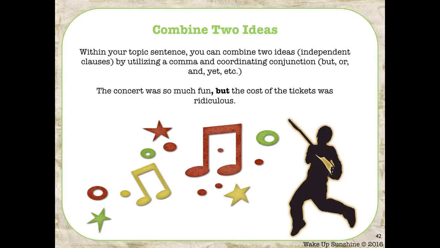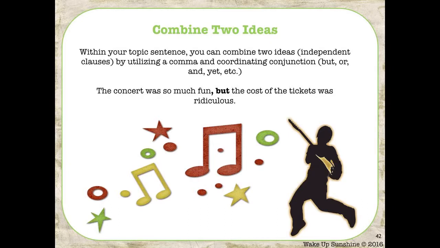Within your topic sentence, you can combine two ideas, which are independent clauses, by utilizing a comma and a coordinating conjunction, such as but, or, and, yet, and there's many other conjunctions as well, but those are some of the ones that are used more often than not. Remember that independent means to stand alone. It's already a capable sentence and could be left alone as is.